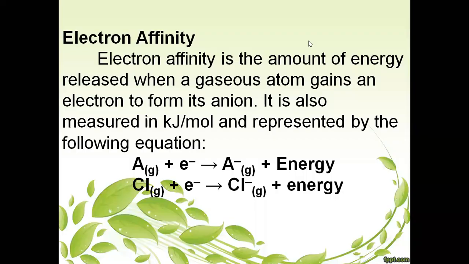Atomic radius and ionic radius decrease across the period and increase down the group, but ionization energy, electron affinity and electronegativity increase across the period and decrease down the group. Okay.